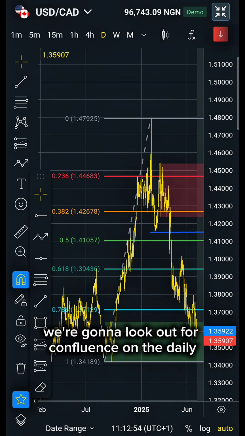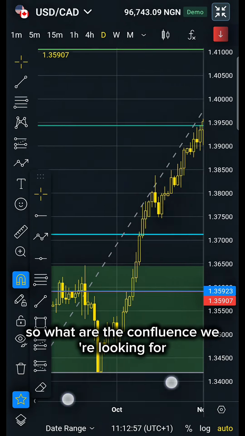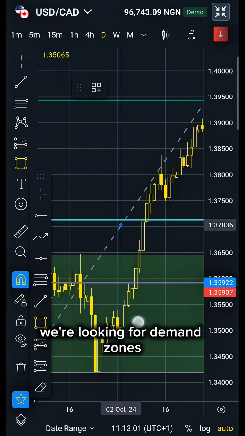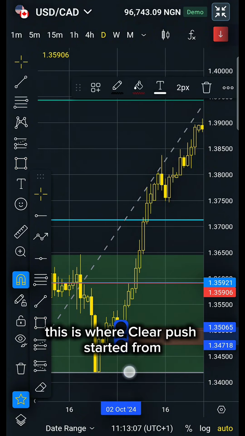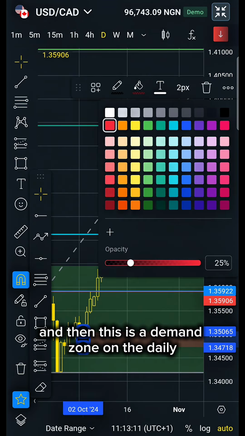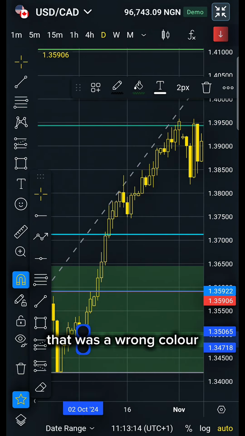Up next, we're going to look out for confluence on the daily. So what are the confluences we're looking for? What do I mean by confluence? We're looking for demand zones in demand areas on the daily. So we have this clear push. This is where a clear push started from. And then this is a demand zone on the daily. That was the wrong color.